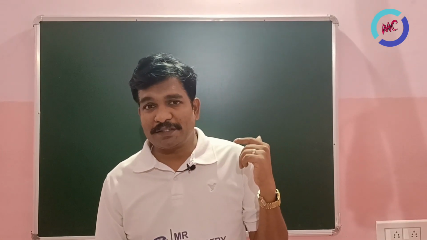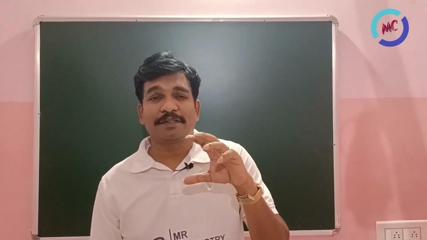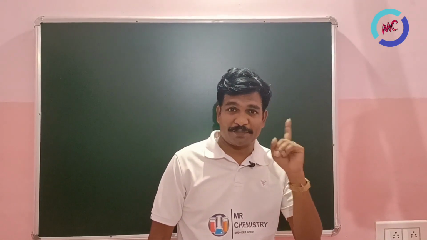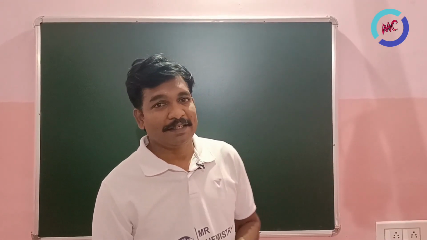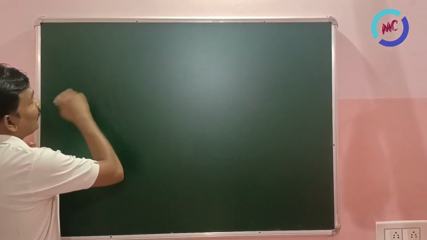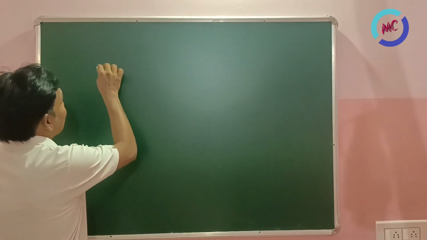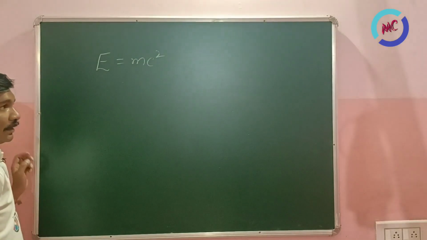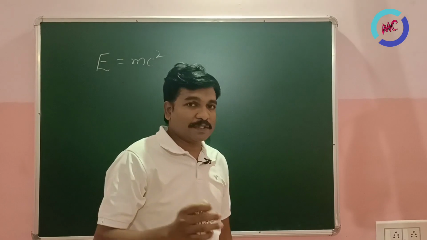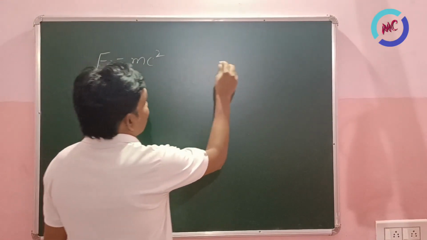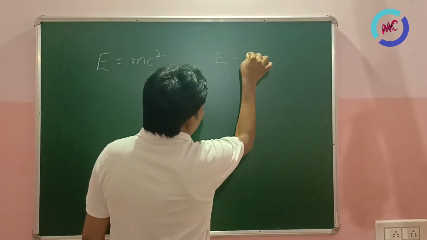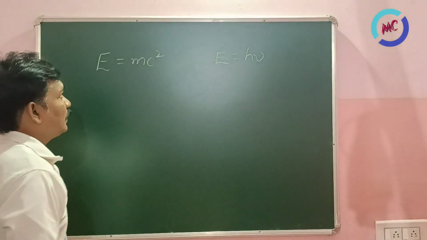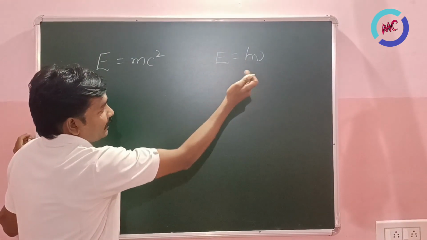And see here, in de Broglie's wave theory, de Broglie took the mass-energy relation given by Einstein and also the relation between energy and frequency given by Mr. Max Planck in his Planck's quantum theory. And see here, we will check this one. What is the Einstein mass-energy relation? E is equal to mc square. And what is the relation between energy and frequency given by Max Planck in his Planck's quantum theory? That is, E is equal to h nu. See here, E is equal to mc square, E is equal to h nu.